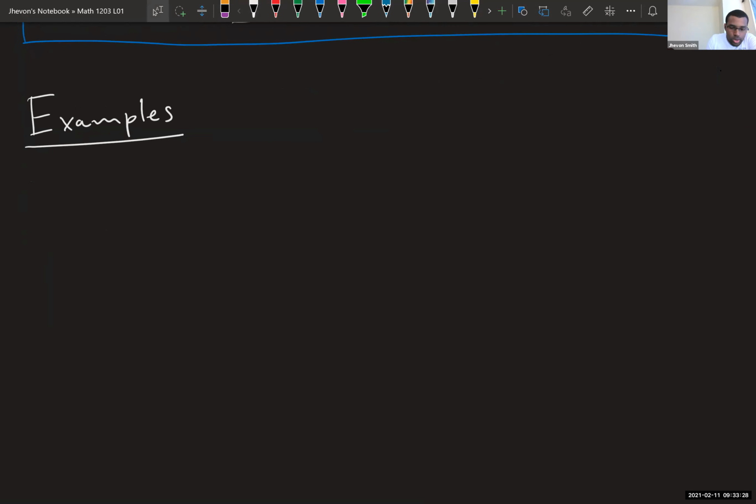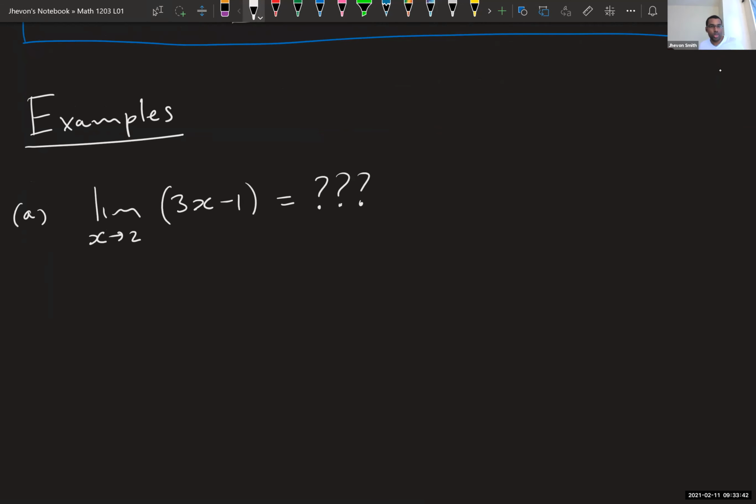So let's say I ask you, A, what is the limit as x gets close to 2 of the function 3x minus 1? So I write down this expression, lim x arrow 2, 3x minus 1. What does that mean? What is the answer? How would I know that that's the answer?